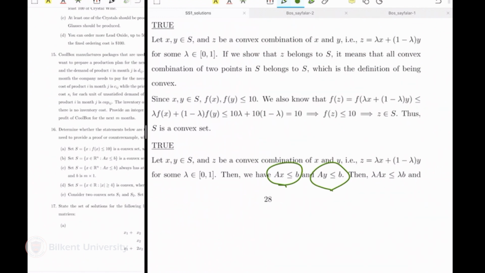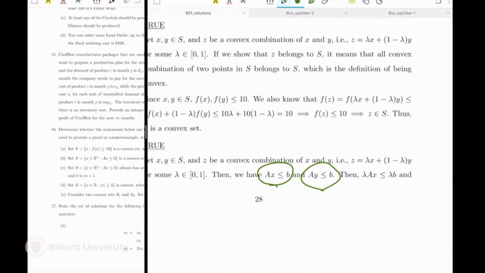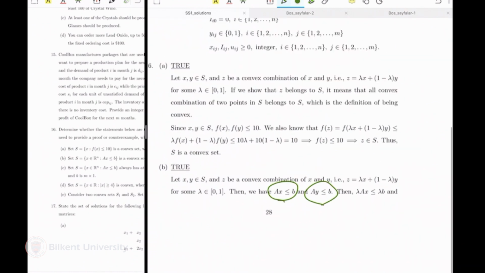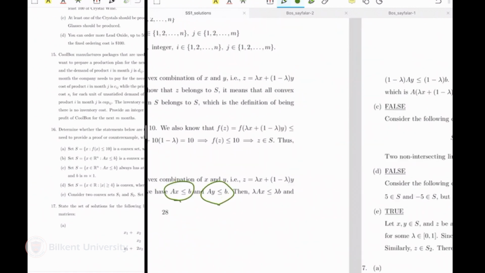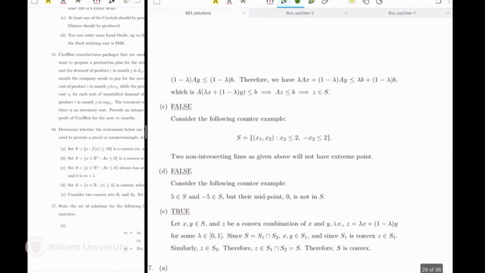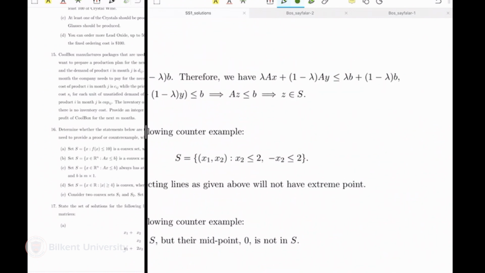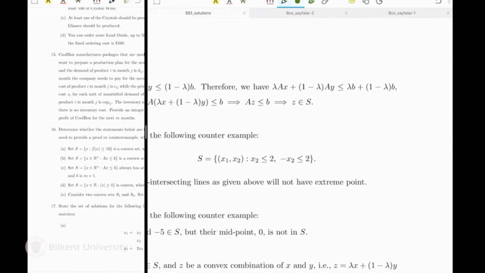Again, I do the same trick. As you see, when you solve some problems, it becomes familiar. All the solutions are following the same steps. I multiply lambda with the first one, and I multiply 1 minus lambda with the second one. As you see, lambda Ax is less than or equal to lambda b, and 1 minus lambda Ay is less than or equal to 1 minus lambda b. When I sum them up, I would have lambda Ax plus 1 minus lambda Ay less than or equal to lambda b plus 1 minus lambda b, which is actually b, because this is lambda b plus b minus lambda b.